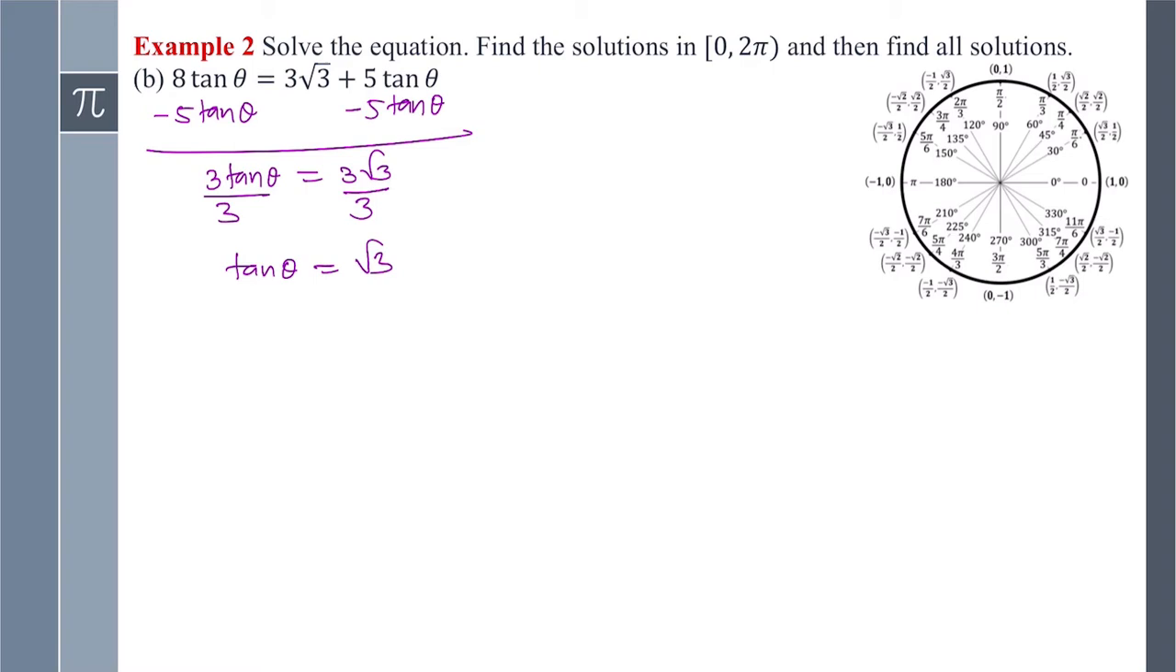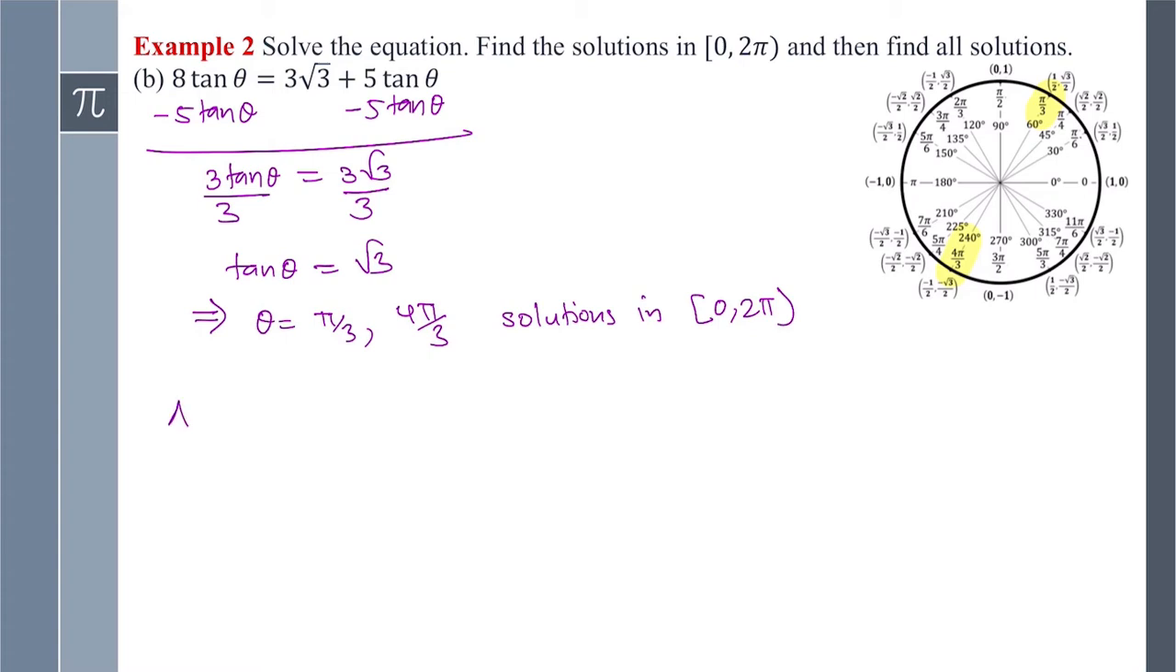And the value of theta when tangent theta equals square root of 3 is pi over 3. So it's this one. And then 4 pi over 3 or 240 degrees. So that means theta equals pi over 3 and then 4 pi over 3. So this is the solution. These are the solutions in the interval 0 to pi.